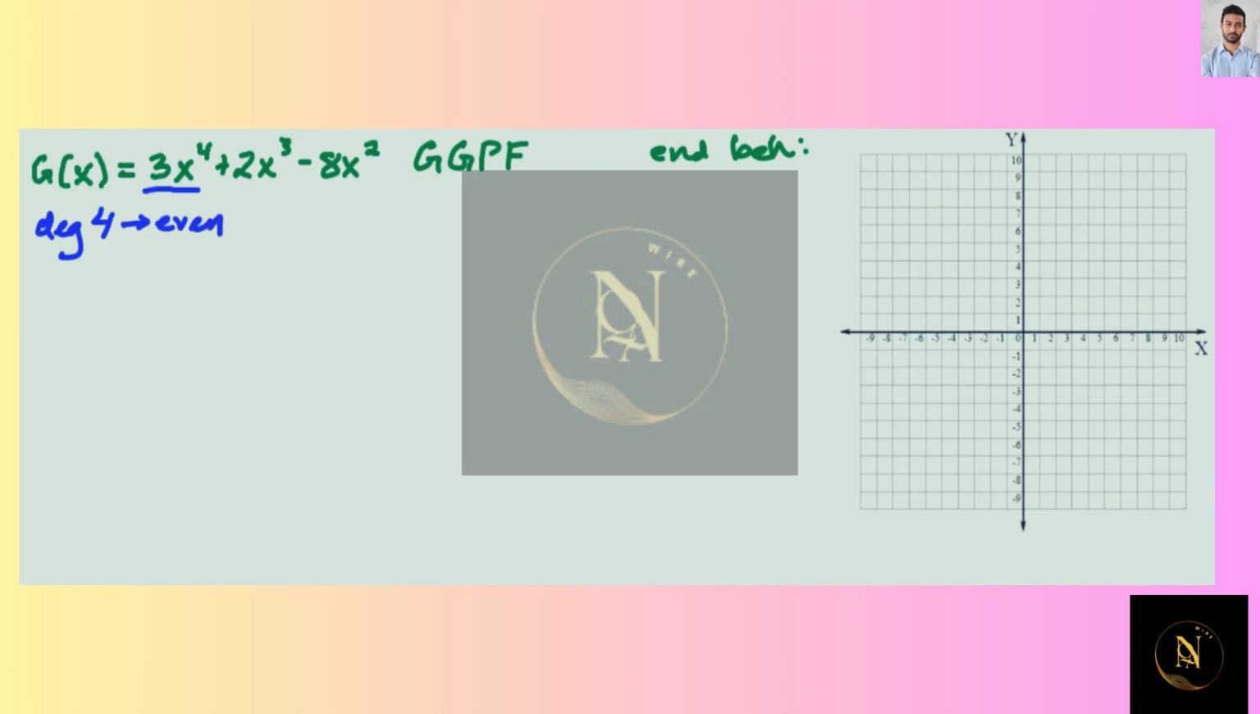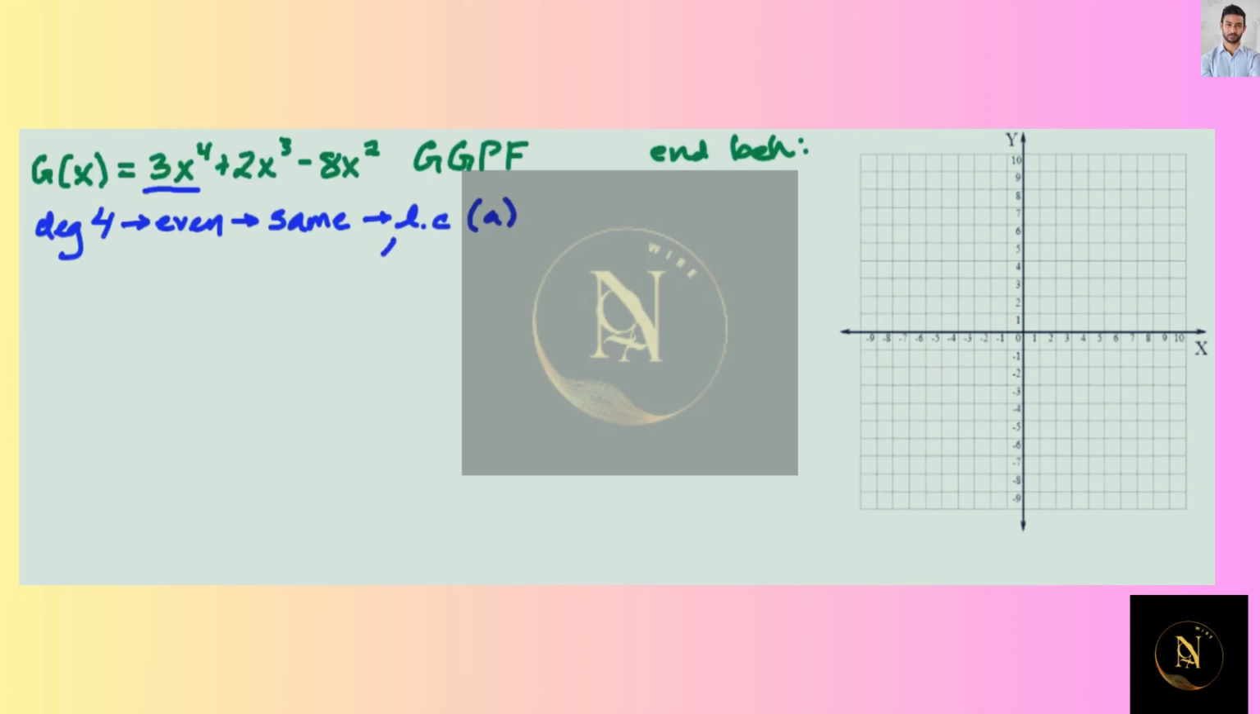That's an even number. And when you have a degree that's an even number, it tells you that the graph end behaviors are the same on the left and the right. But that still doesn't tell us if it's up or down. That's why we need the leading coefficient. I'm going to refer to that as a.